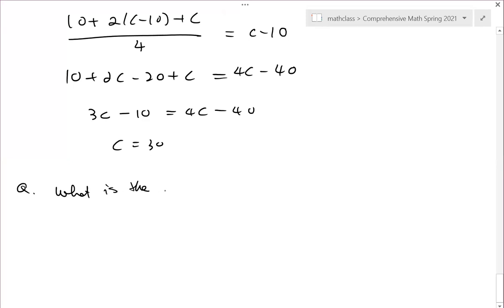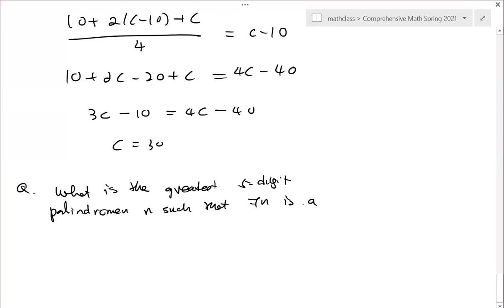what is the greatest 5-digit palindrome n such that 7n is a 6-digit number. Not only 6-digit, this is a 6-digit palindrome.